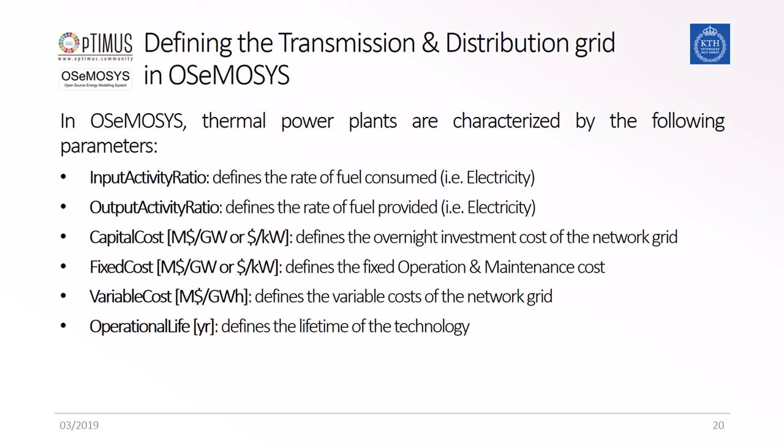Capital cost defines the overnight investment cost for the network grid per power unit. Fixed cost defines the fixed operational maintenance cost per power unit and year. Variable cost defines the variable cost of the network grid per unit of energy transmitted. And finally, you have the operational life, which defines the lifetime of the technology.